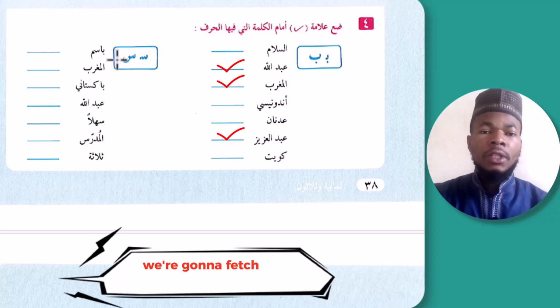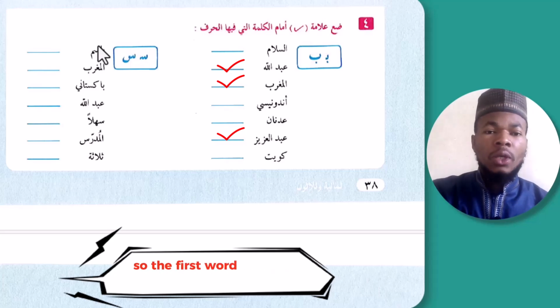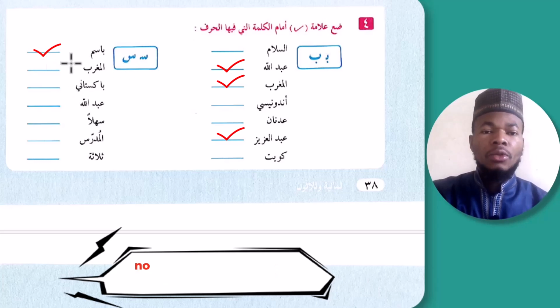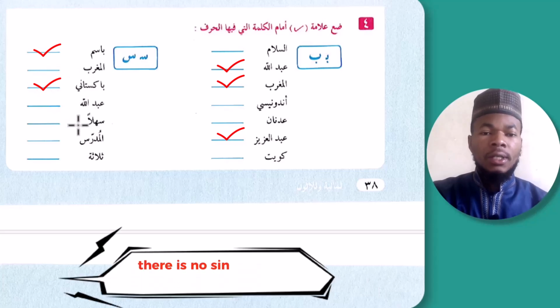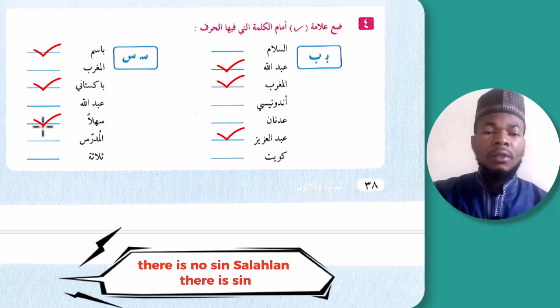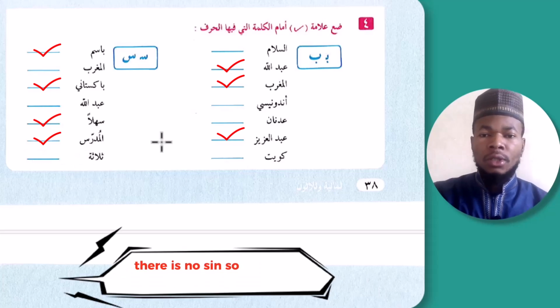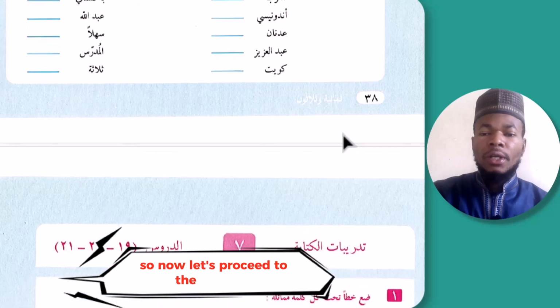So here we're going to pick out the words that contain sin in them. So the first word we have Basimun. So there is sin on this, so we'll put good here. Al-Maghrib, no sin. Pakistaniyun, there is a sin. Abdullah, there is no sin. Sahlan, there is sin. Al-Mudarrisu, there is sin. Thalathatun, there is no sin. So this is how to do this exercise. So now let's proceed to the next one.